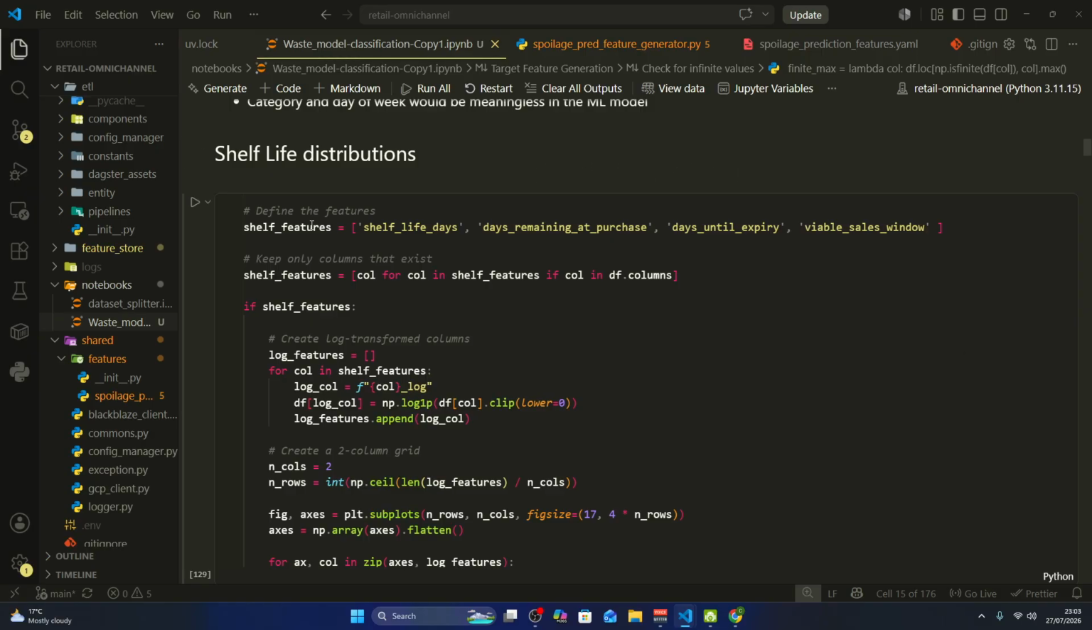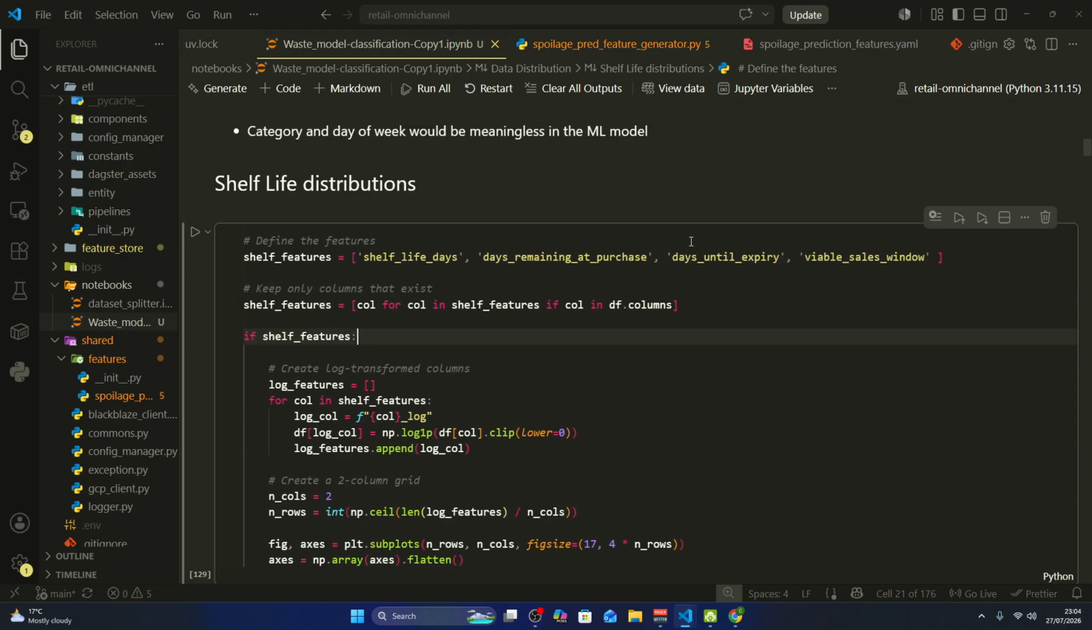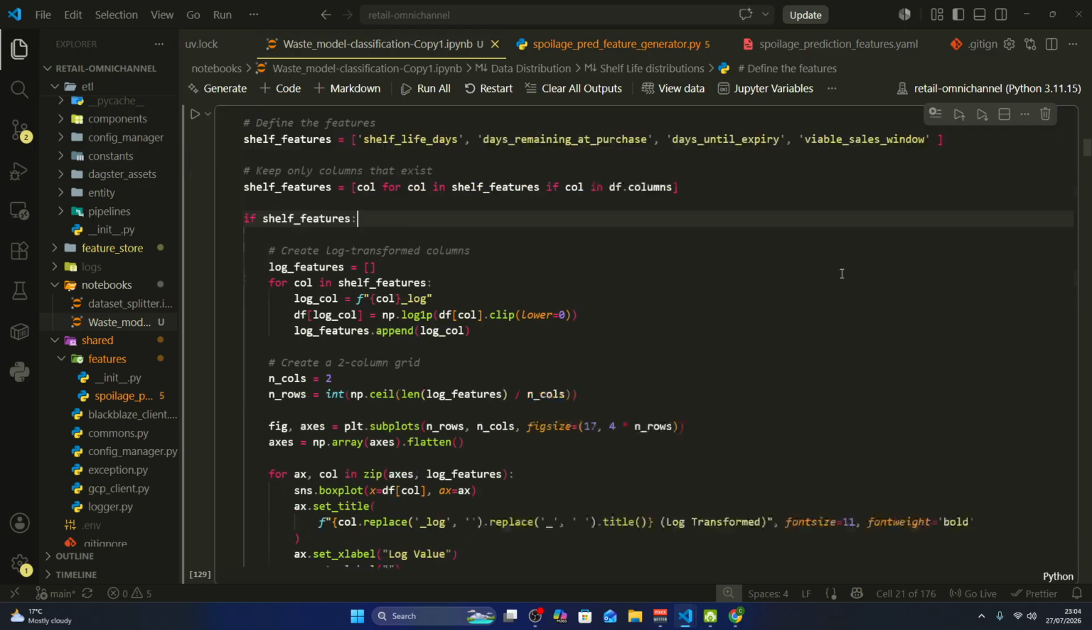Then shelf life distribution. So define the features: the shelf life days remaining at purchase. When you're buying this, what are the days remaining before this product expires? Days until expiry. I don't know, days remaining at purchase and days until expiry, these two are the same things, eh? It seems so. Then a viable sales window.